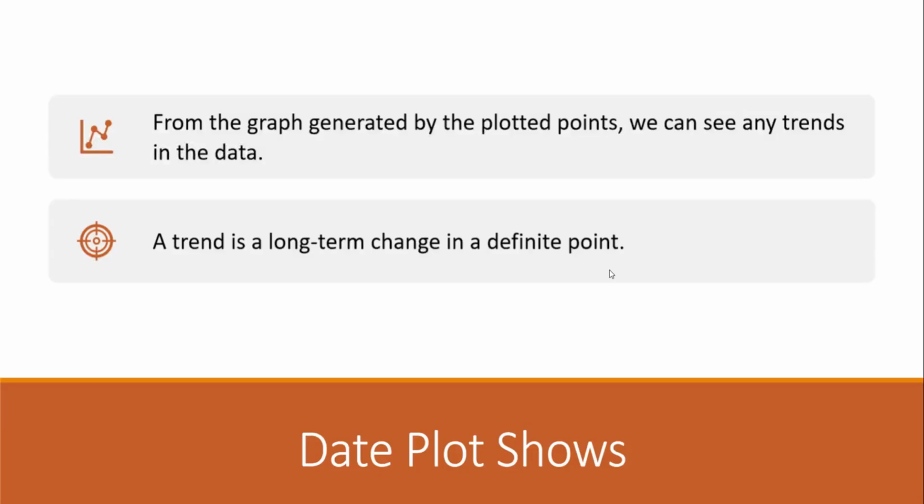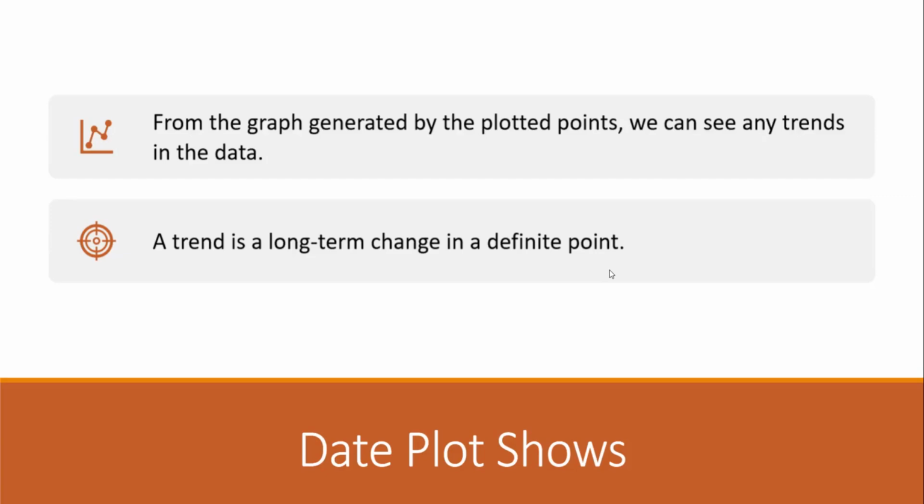Now we will see what a date plot shows. From the graph generated by the plotted points, we can see any trend in the data. And a trend is nothing but a long-term change in a definite point. For example, if we see COVID-19 cases in the first week of January, then we will see the cases of COVID-19 in the third week of January.